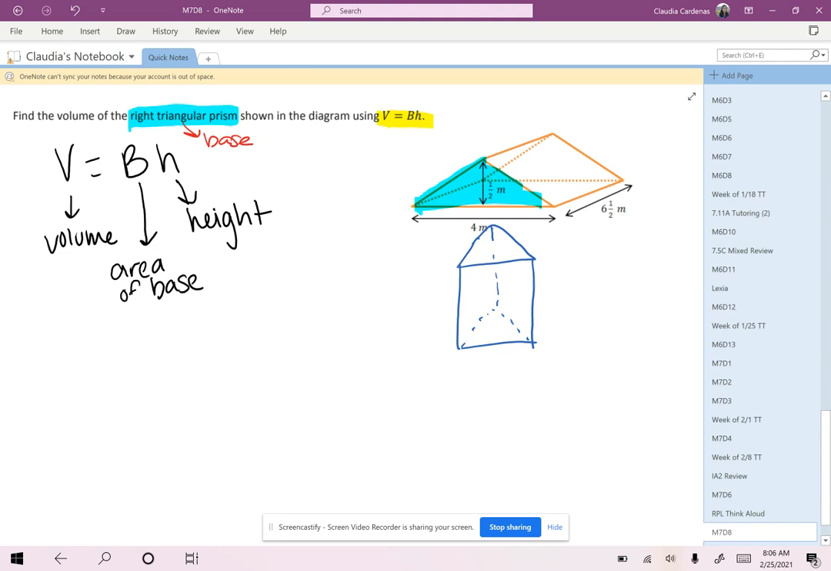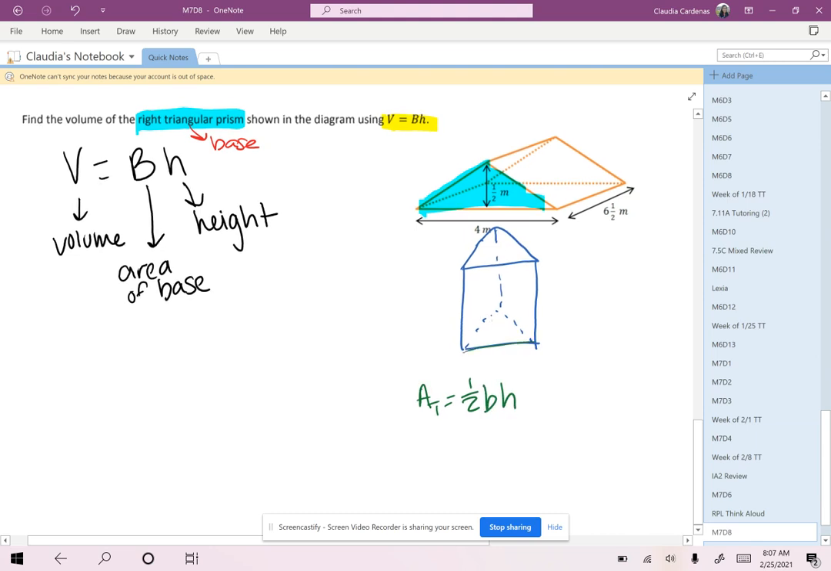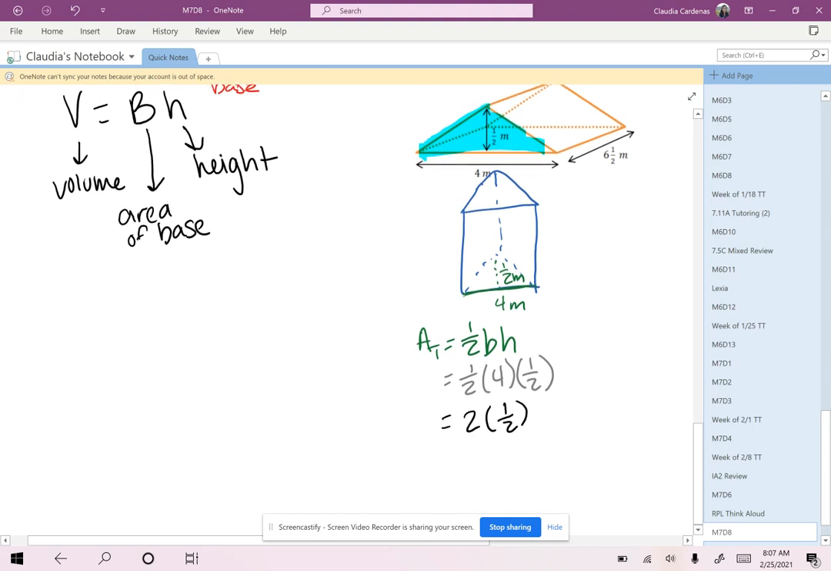So in order to find the area of a triangle, let's go ahead and draw this out over here. I know that the area of a triangle is 1/2 base times height. So if I'm looking here at this triangle, the base is 4 meters and the height is 1/2 of a meter. So these are the measurements that I'm going to focus on for the formula for the area of the base. Okay, and now I can calculate that. 1/2 of 4 is 2, and half of 2 is 1. So the area of the triangle is 1 square meter, or I could say the area of the base, big B.